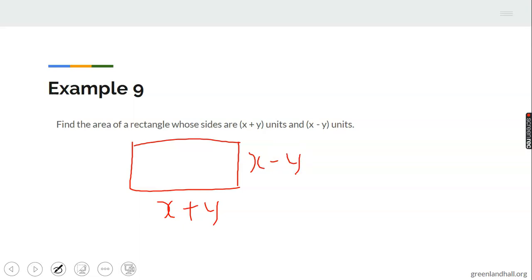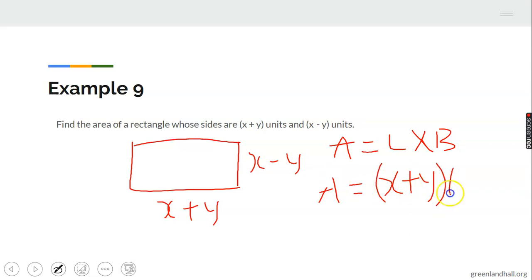So, if you are finding the area, what is the area of a rectangle? Length times what? Breadth. So that is x plus y multiplied by x minus y. So this is under expansion of brackets, and this will give you x squared minus y squared.